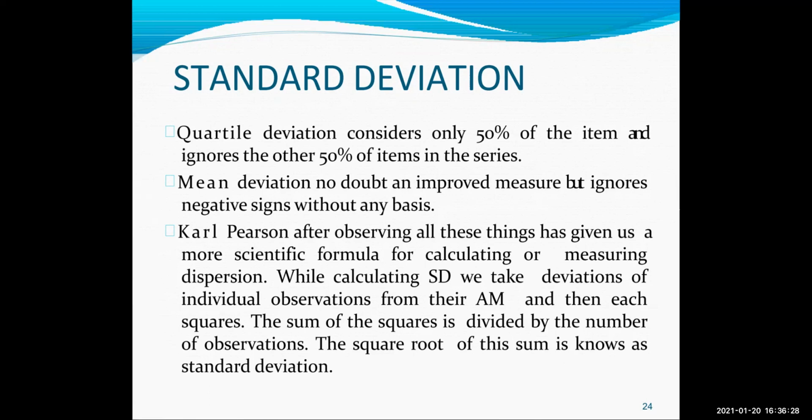Karl Pearson, after observing all these things, gave us a more scientific formula for measuring dispersion. While calculating standard deviation, we take deviations of individual observations from their arithmetic mean and then square each. The sum of squares is divided by the number of observations. The square root of this is known as standard deviation.